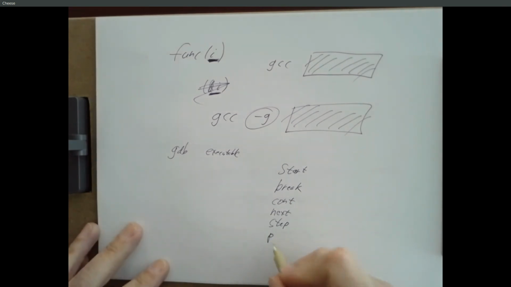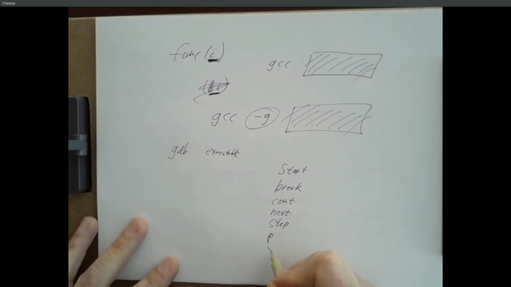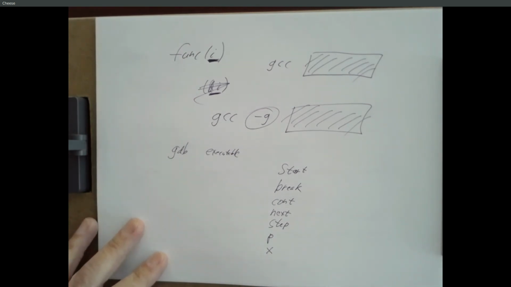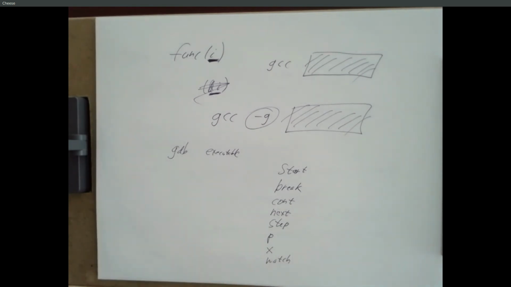We can say print to print the value of a variable. We can say X if we want to examine raw memory. We can say watch to set a watch point on a variable. You did that in the GDB quiz, which says if you're running, or if you've continued, stop running when this variable changes value. Is there anything else? I think that's the bulk of it. That's almost everything that you need to do in GDB.